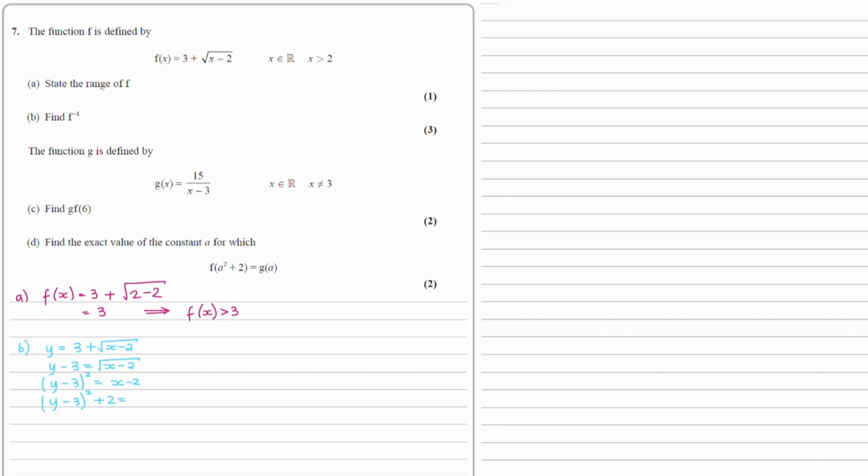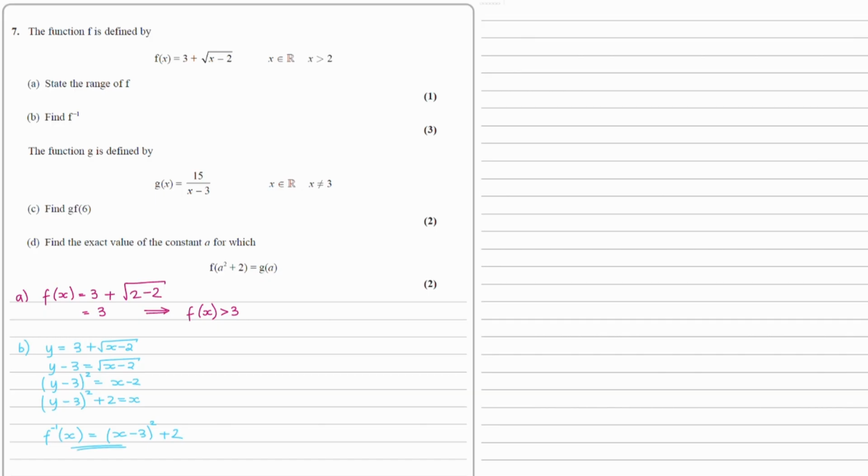So we have now made x the subject, so we can now swap the x for f inverse of x and the y for x and rewrite this as f inverse of x is equal to x minus 3 squared plus 2.